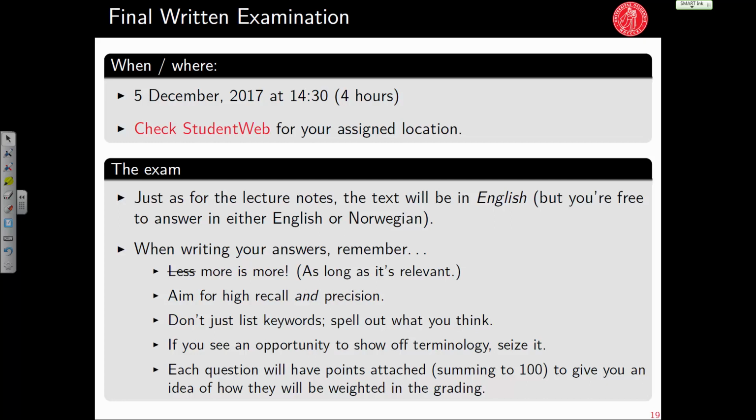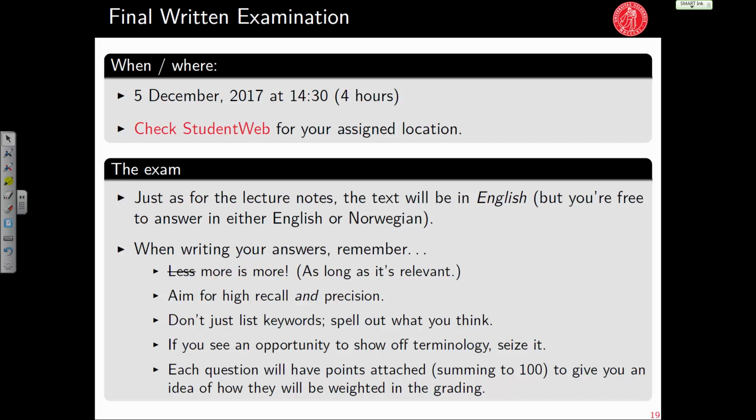Also, just writing out keywords will not gain you any points, but using the proper terminology will impress the graders, so it's good to use the proper terminology. If you know that this is local ambiguity, for example, you should write that out, or this is a chain rule, etc. So if you see an opportunity to show that you know the terminology in the course, seize it and write this terminology.